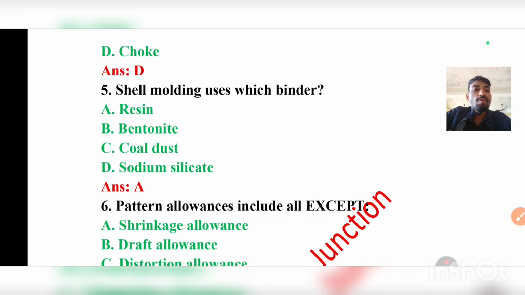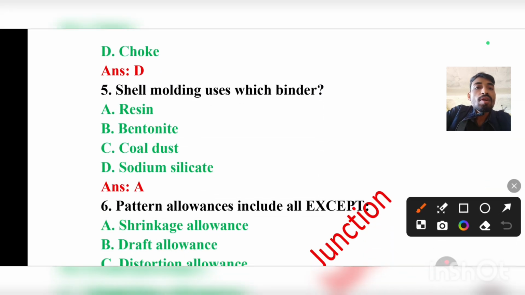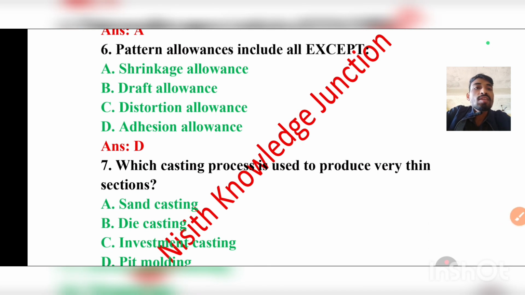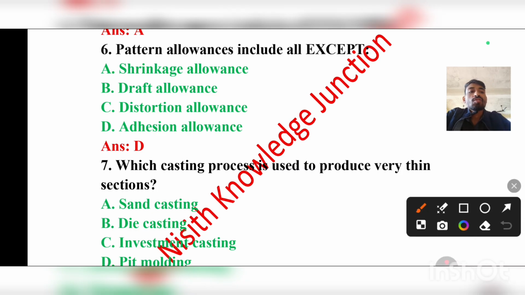So question number 5 is, shell molding uses which binder? The options are resin, bentonite, coal dust and sodium silicate. The right option is resin. So question number 6 is, pattern allowance include all except. क्वेश्चन में क्या पूछा है कि इनमें से ये जो 4 ऑप्शन दिया है इनमें से कौन सा पैटर्न अलाउंस नहीं है. Your options are shrinkage allowance, draft allowance, distortion allowance and the D option is adhesion allowance. The right option is adhesion allowance.